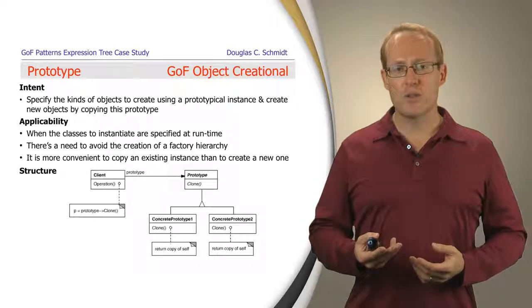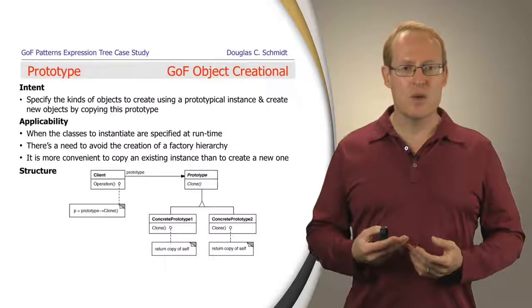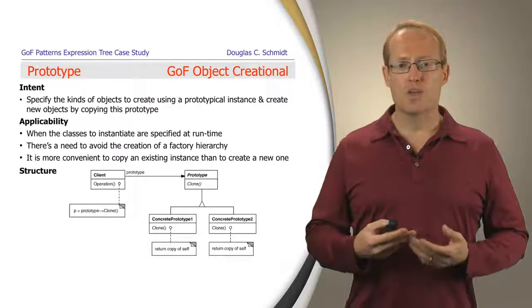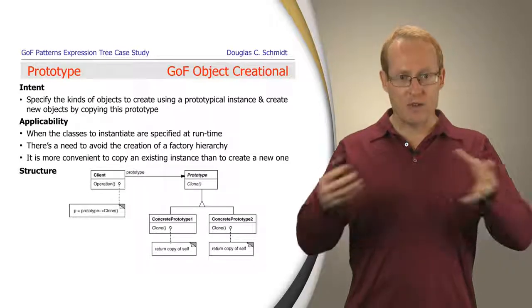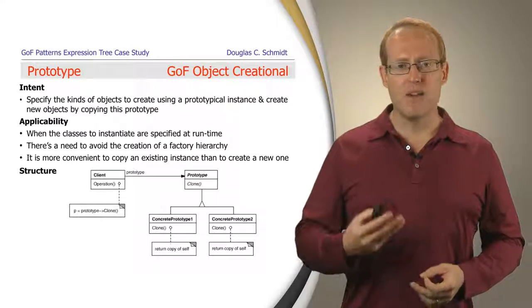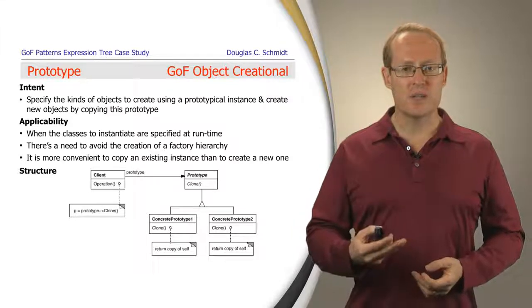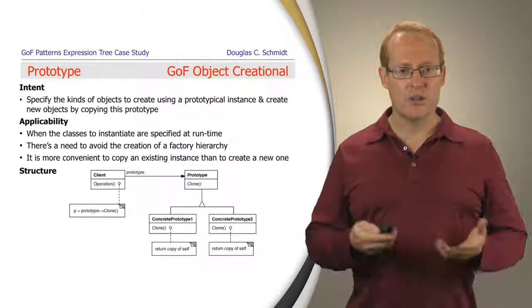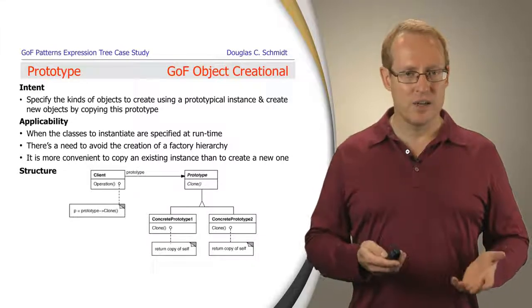You should consider applying this pattern under several circumstances: when the classes to instantiate are specified at runtime, when there's a need to avoid the creation of a factory hierarchy, and if it's more convenient to copy an existing instance than to create a new one. The structure that's shown for the pattern is illustrated at the bottom of this slide as a UML diagram.